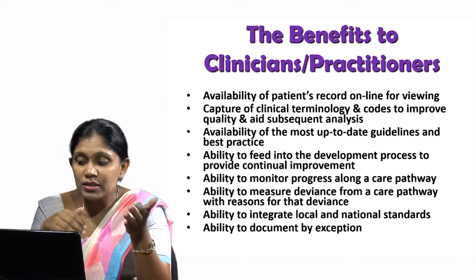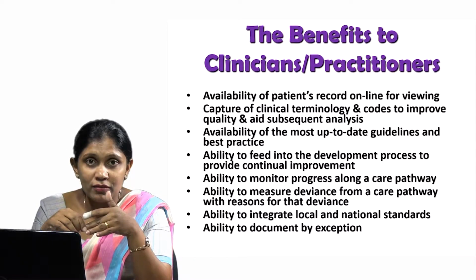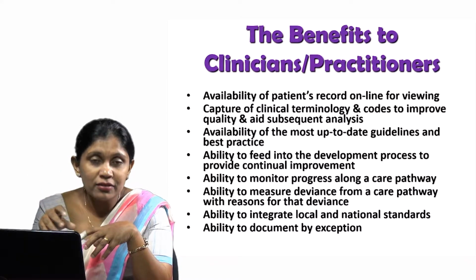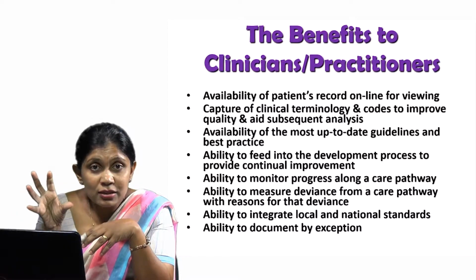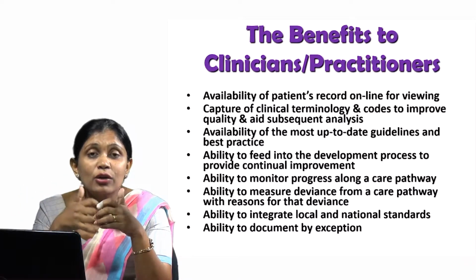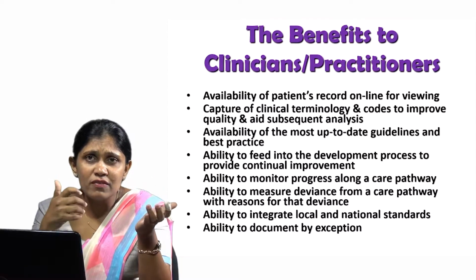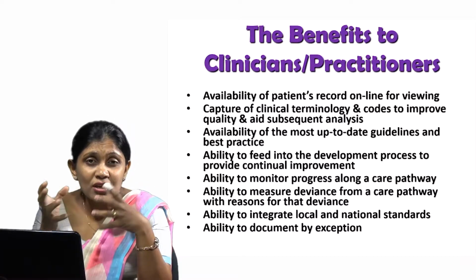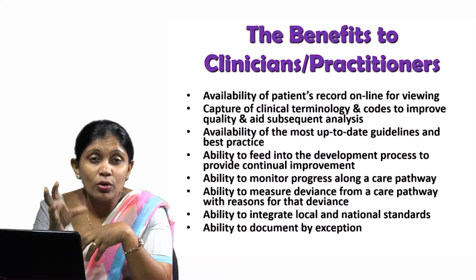Next, ability to measure deviances from a care pathway with reasons for that deviance. So we know if we are not able to achieve anything, there is a deviation. There is a place to identify the deviation and go ahead with it. We have to recognize whether it is negative or positive, and if it is a negative variance, we have to act according to the variance that occurs.